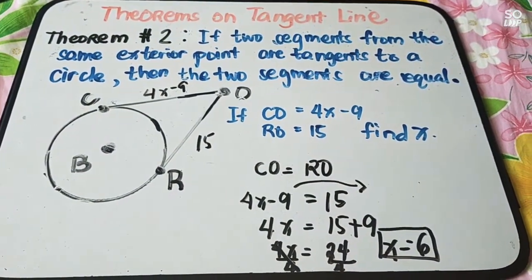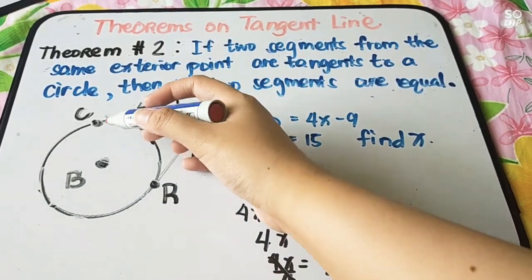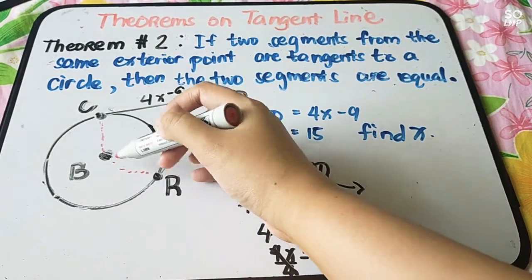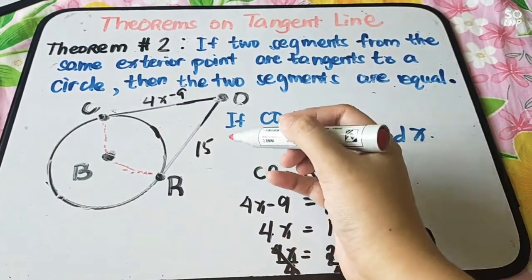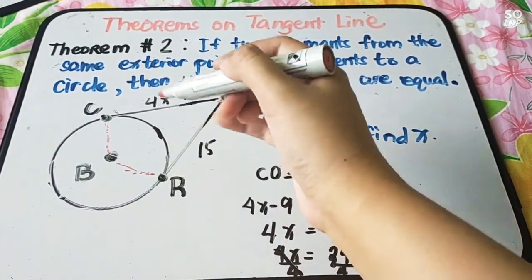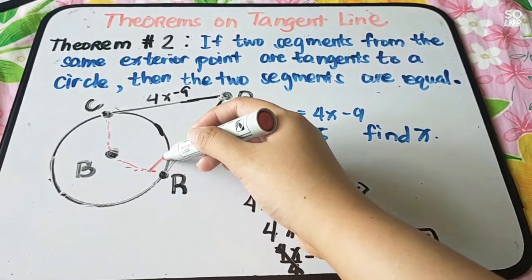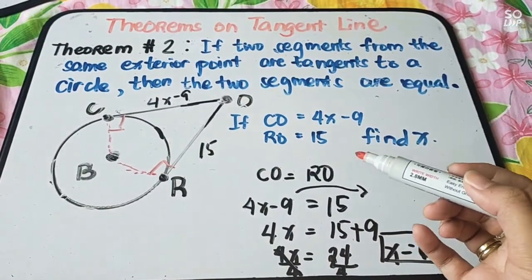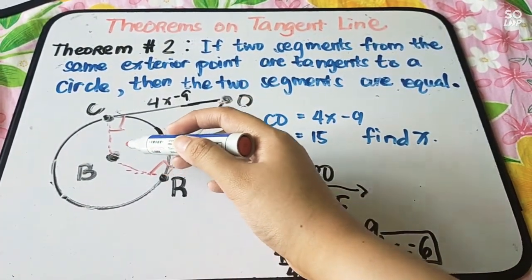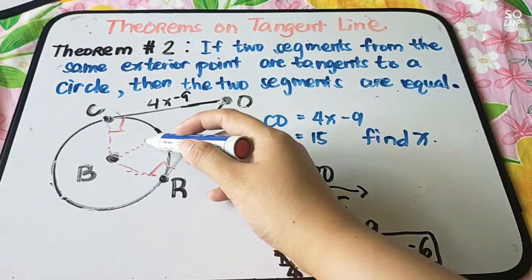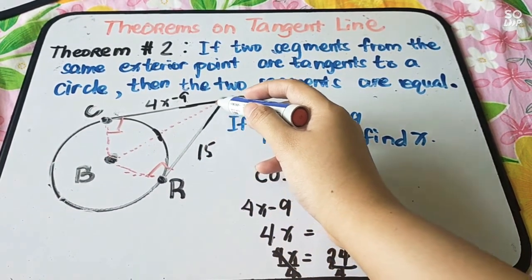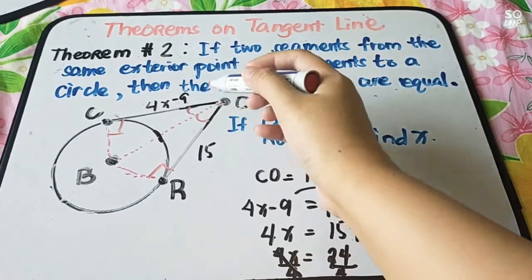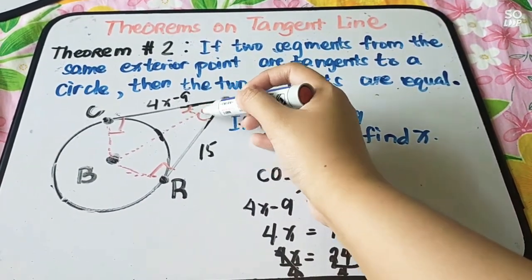An addition to the theorems on tangent. If you create a line from C to B and B to R, then of course, this is theorem number 1, that you will create a perpendicular. So, you will create 90 degrees there. And then, when you have a line from the center to the exterior point, you will create two angles. And these two angles, they are equal.